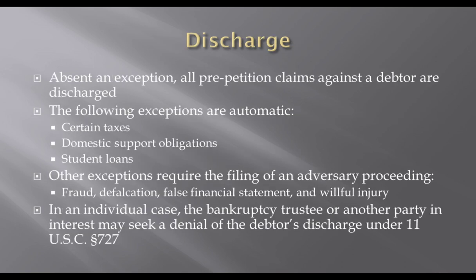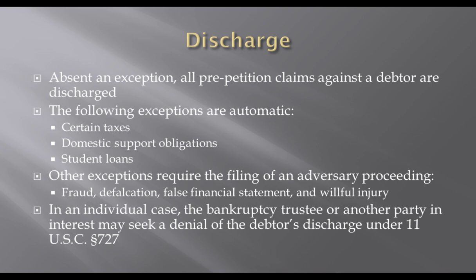The next thing we'll talk about is the discharge. What a discharge does is it's a permanent injunction barring the collection of pre-petition claims against the debtor. And when we talk about pre-petition claims, those are claims that existed prior to the petition date. So this is another situation in which that petition date is very important. If there existed a claim prior to that date, it can be discharged.